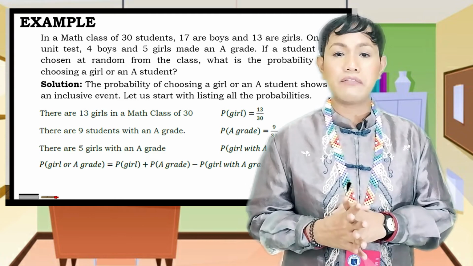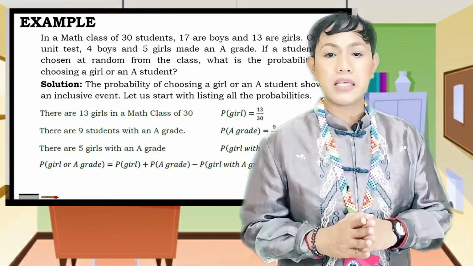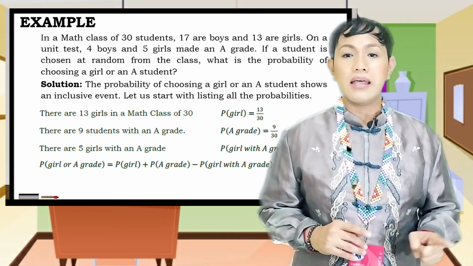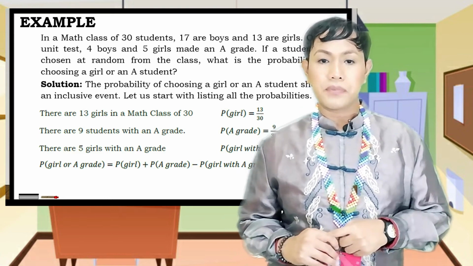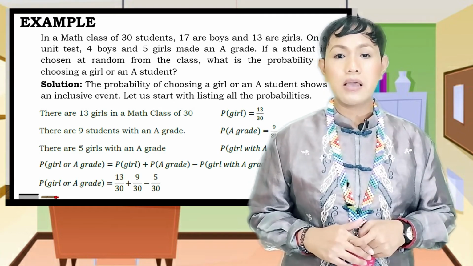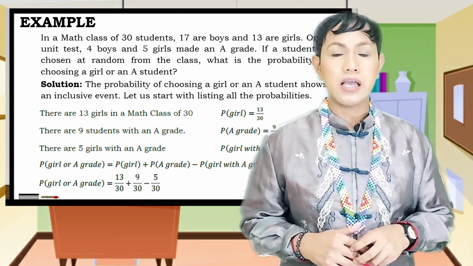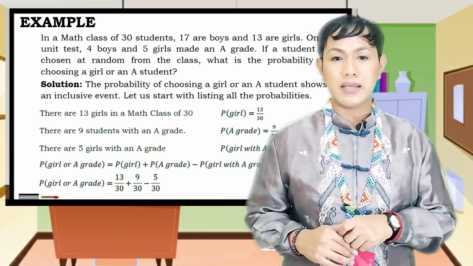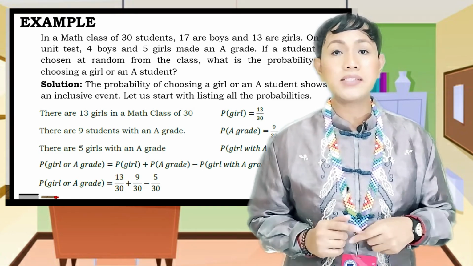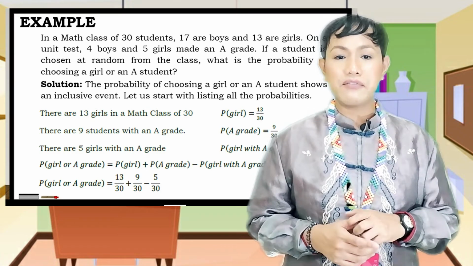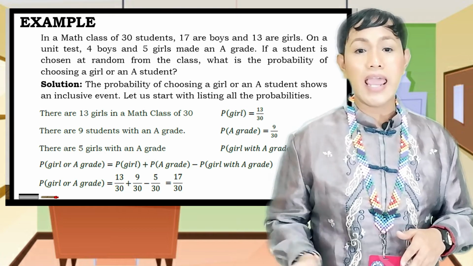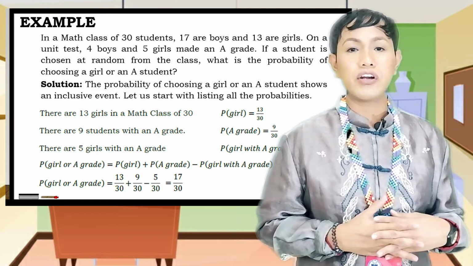Therefore, our solution would now be: the probability of picking a girl or an A grade is equal to the probability of getting a girl plus the probability that the one picked has an A grade minus the probability that it is a girl with an A grade. In fractions, this would be 13 over 30 plus 9 over 30 minus 5 over 30. 13 plus 9 gives us 22, and 22 minus 5 gives us 17. Therefore, the probability of getting a girl or that somebody has an A grade is equal to 17 over 30.